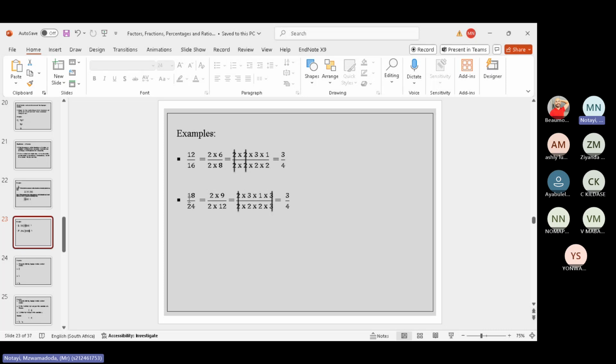The other example is 18 divided by 24, 2 times 9 divided by 2 times 12. So rewriting 9 and 12 in their prime factors, we have 2 times 3 times 1 times 3, over 2 times 2 times 2 times 3. And then 2 and 2 cancel, 3 and 3 cancel, we're left with 3 times 1 divided by 2 times 2, which is equal to 3/4.